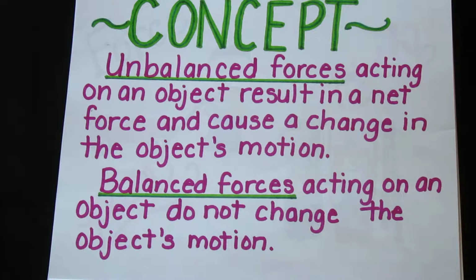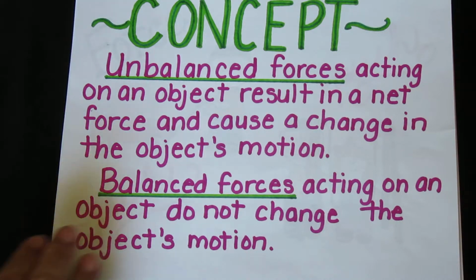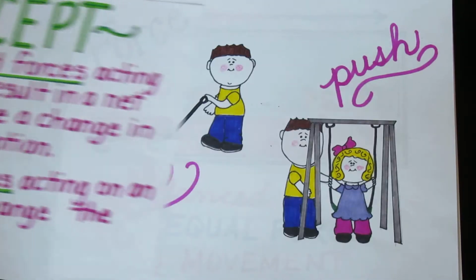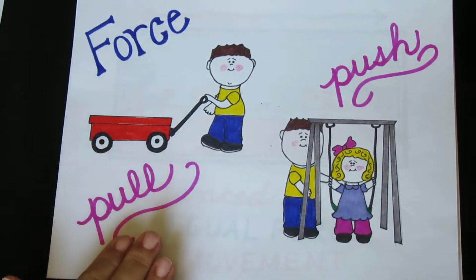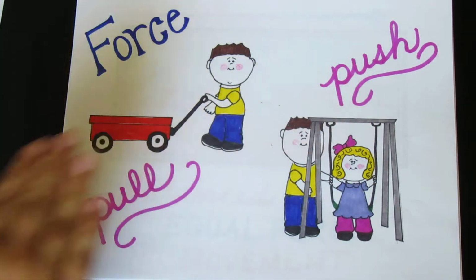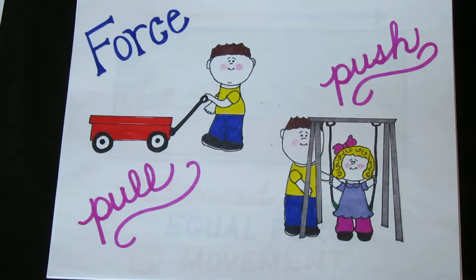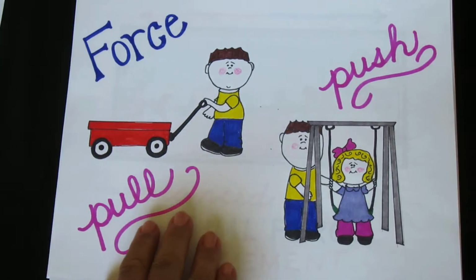Unbalanced forces acting on an object result in a net force and cause a change in the object's motion. Balanced forces acting on an object do not change the object's motion. A force is a pull or a push. To describe a force, you must know the size of the force and the direction of the force.